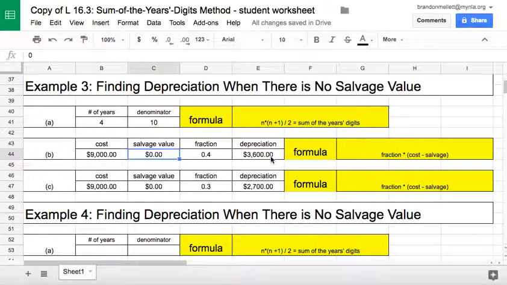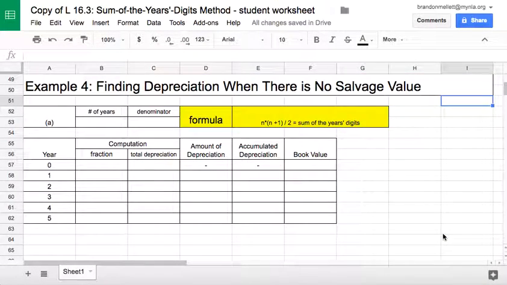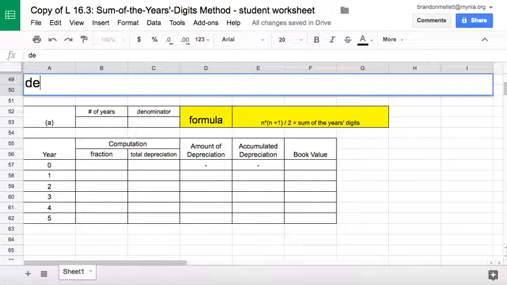Obviously, the first year is going to be a little bit more, but as the years continue, the depreciation will continue to fall a little bit. All right, for this last example, we're looking to build a depreciation schedule.